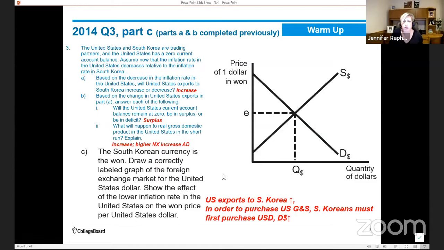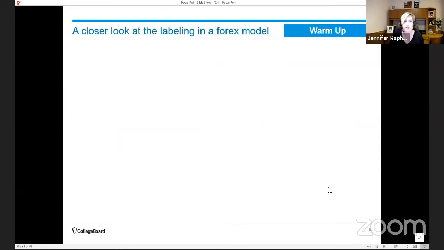So when we increase the demand for the US dollar, we see an increase in the exchange rate. The won price per dollar rises. Okay, the price of $1 in won is going up. So that's how you would answer that question. So if this was something that you want to see again, don't worry, we're going to be looking at it more closely, and we'll be using these Forex graphs quite a lot tonight.